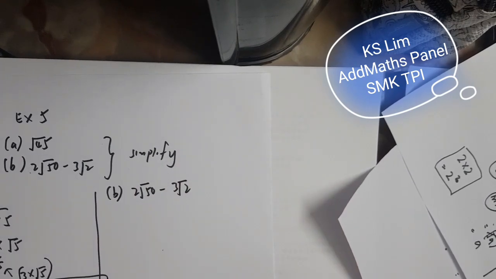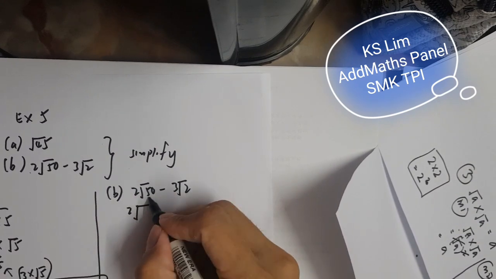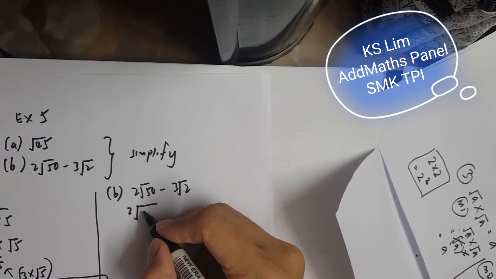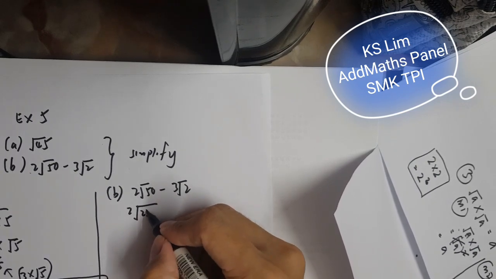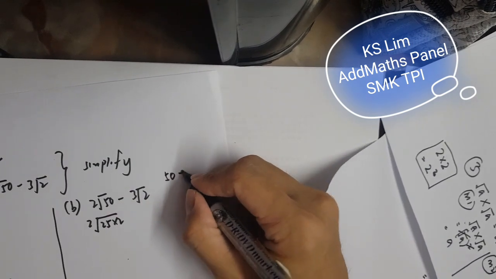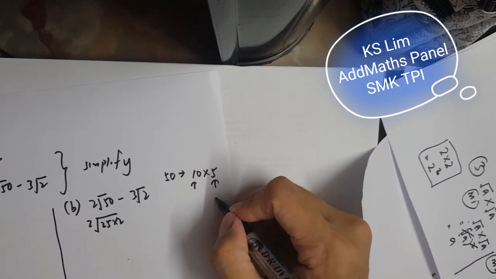For question B, 2 square root 50 minus 3 square root 2. So for this one, you do the same thing. 45 is 9 times 5. Then 50 is what? We can use 10 times 5. 10 can be square root, 5 cannot, right? So you use next, maybe 25 and 2. This one is trial and error, because let's say 50 you can write 10 times 5. Ini tak boleh square root, ini tak boleh square root, so ini out.